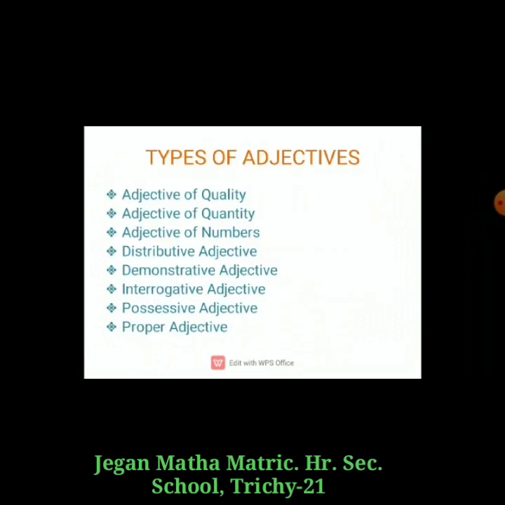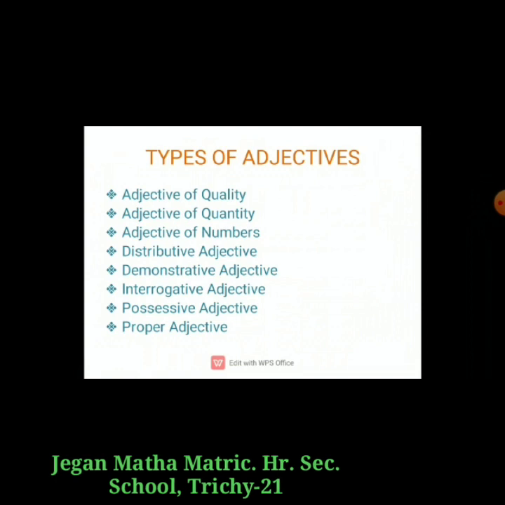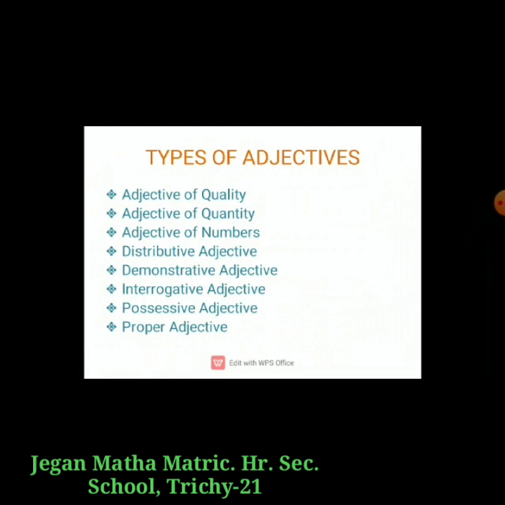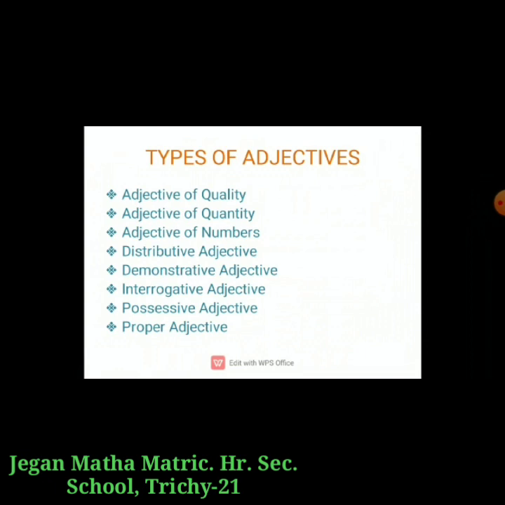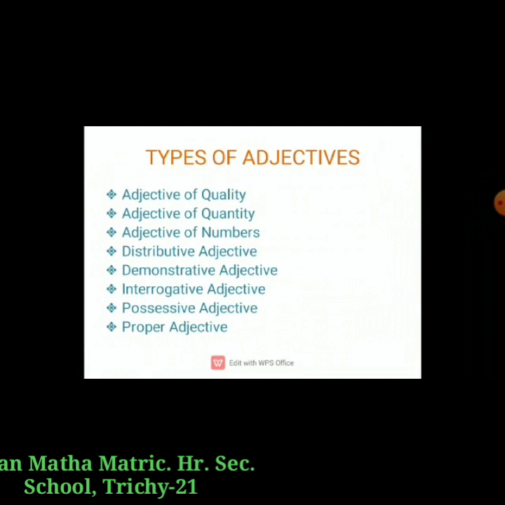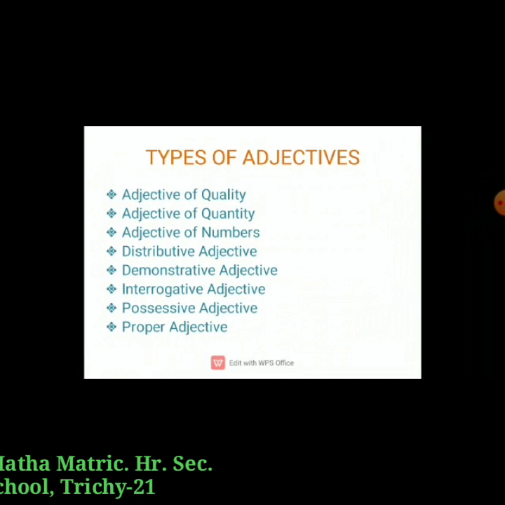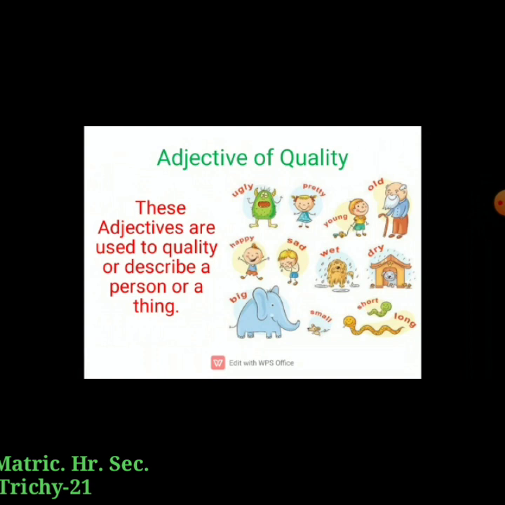Okay, now we are going to learn about the kinds of adjectives. We have 8 types of adjectives. First, adjective of quality, adjective of quantity, adjective of number, distributive adjective, demonstrative adjective, interrogative adjective, possessive adjective, proper adjective. So we have 8 types of adjectives in total. Let us learn about them one by one.